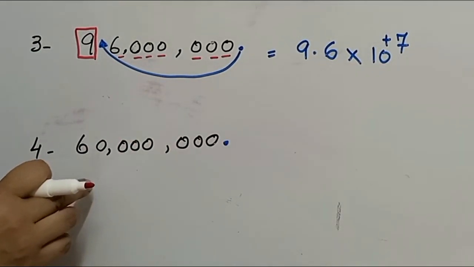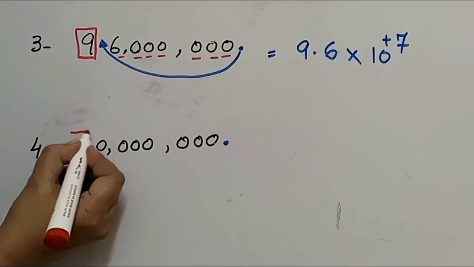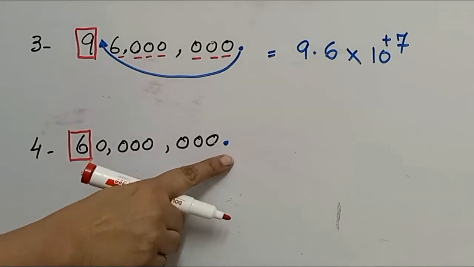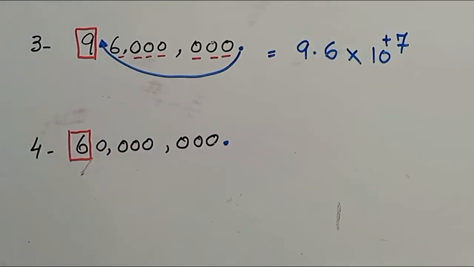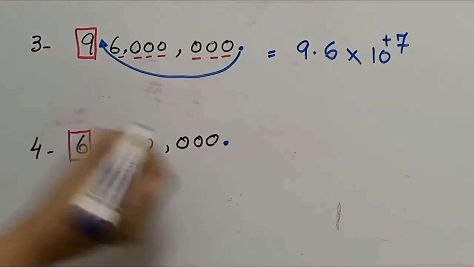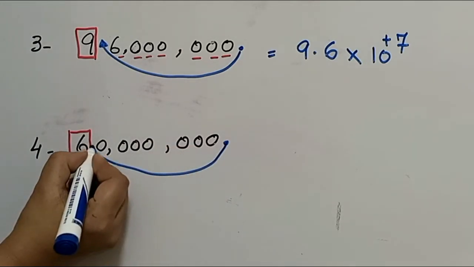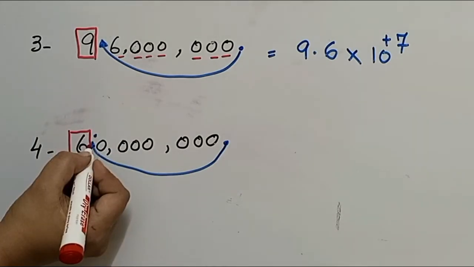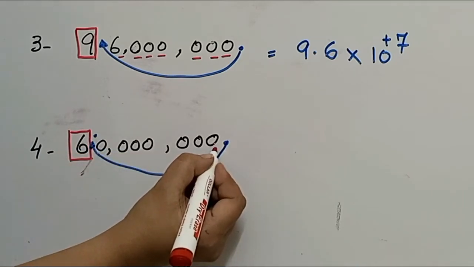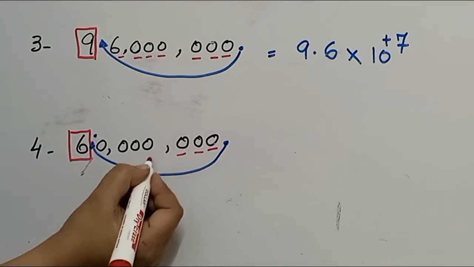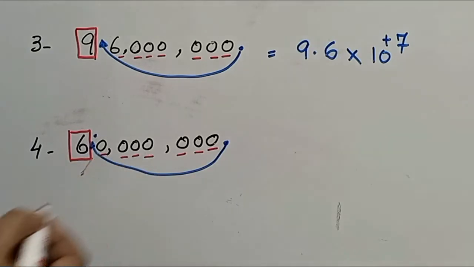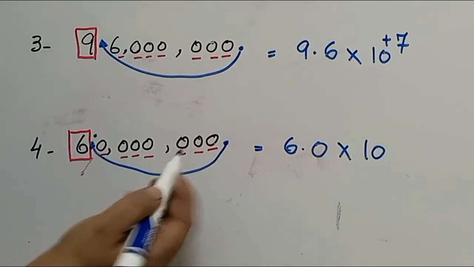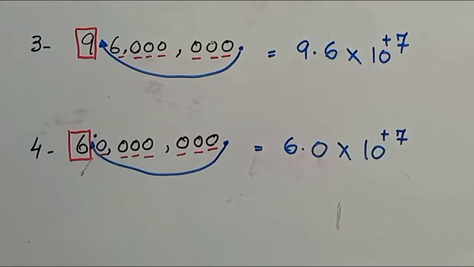We have to first of all find out the first non-zero digit. The first non-zero digit is 6 and we have to move this point after the first non-zero digit. In between them, how many numbers are there? 1, 2, 3, 4, 5, 6, 7. So it will be 6.0 multiplied by 10 raised to the power positive 7.